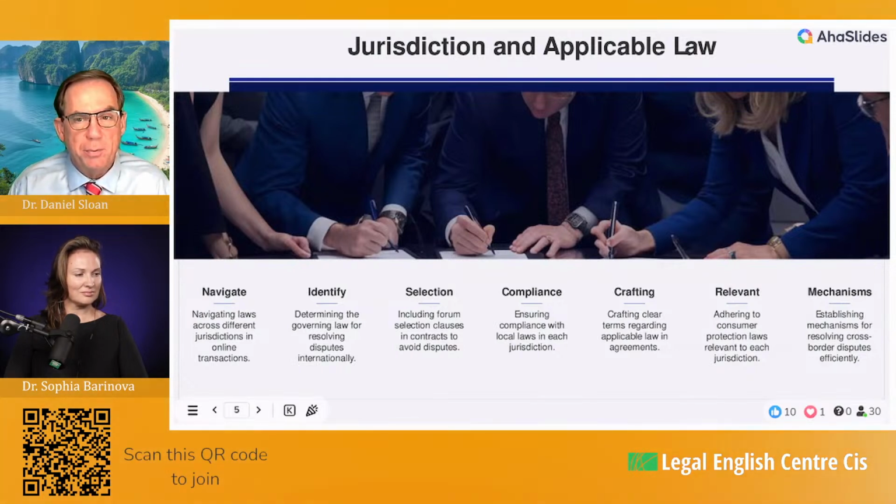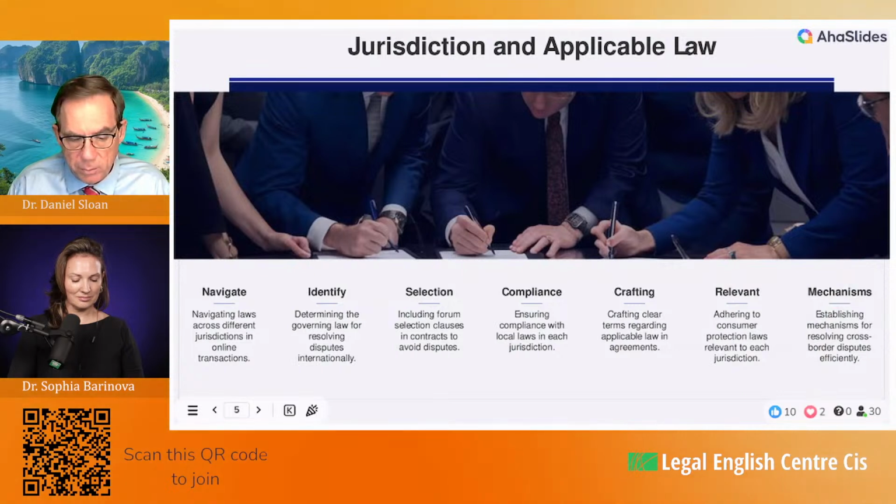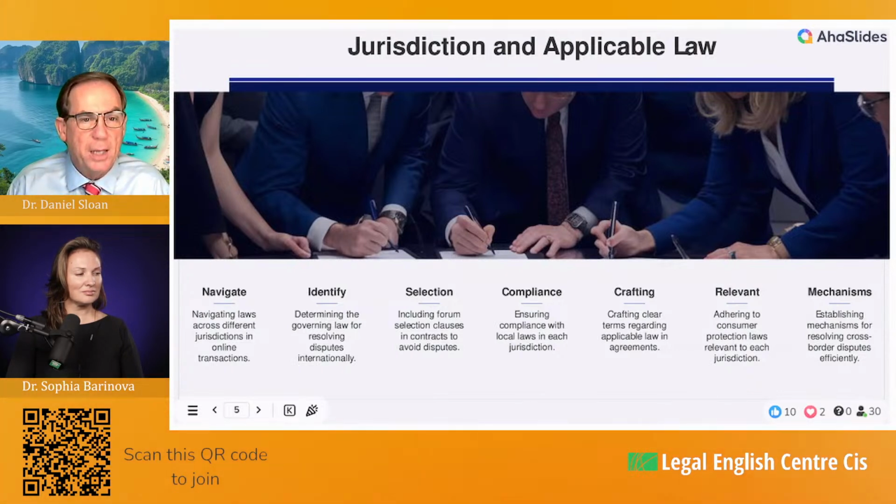That's what we want to do: see what kind of protections are available in various laws in various jurisdictions around the world, whether it's the EU and a block of countries that are acting together, or various countries that we do a lot of business or transactions with. We want to identify those. So the navigation is the first part. Identifying is determining the governing law for resolving disputes internationally.